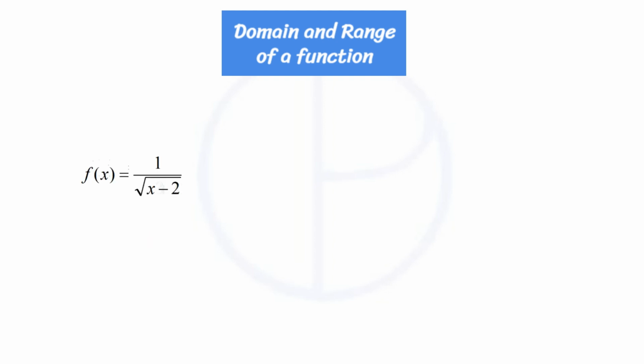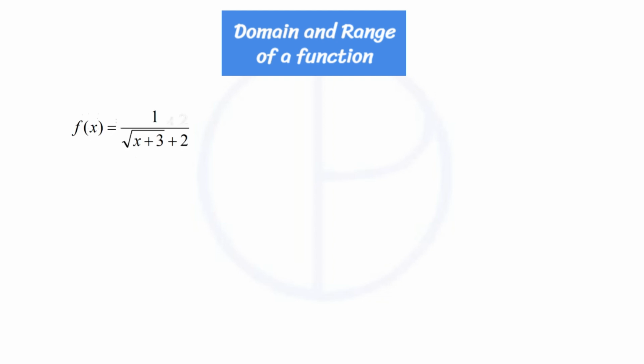Next, f of x equal to 1 over square root of x minus 2. Inside the square root is x minus 2, so set x minus 2 greater than 0. Solving this inequality, we get x greater than 2, which is the domain of this function. For all the values of x greater than 2, the expression 1 divided by some positive value gives a positive number. So the range is f of x greater than 0.